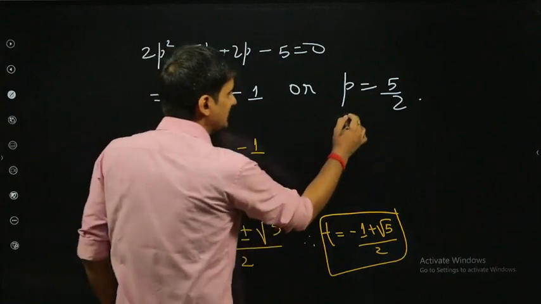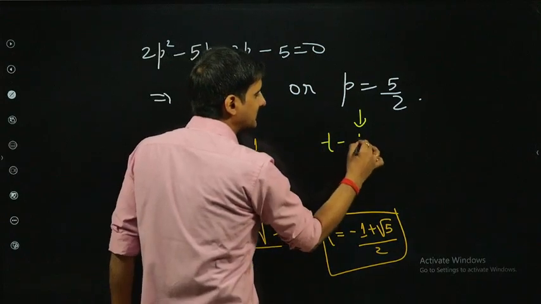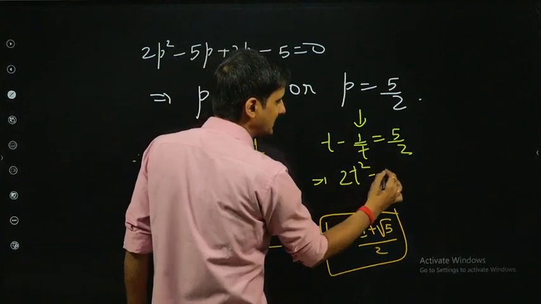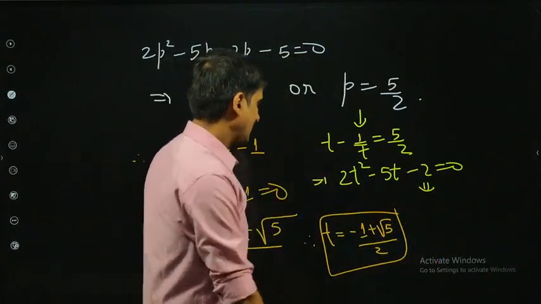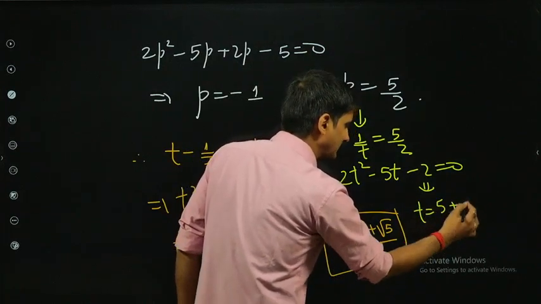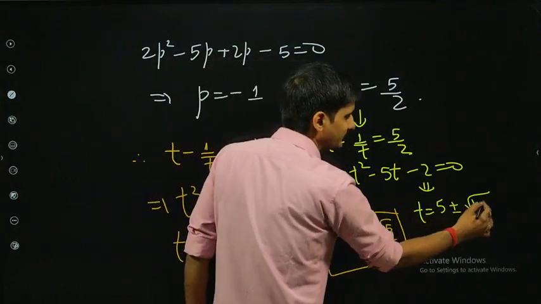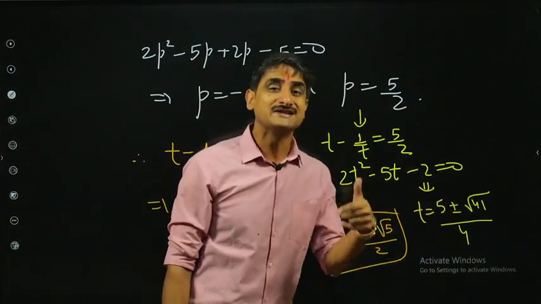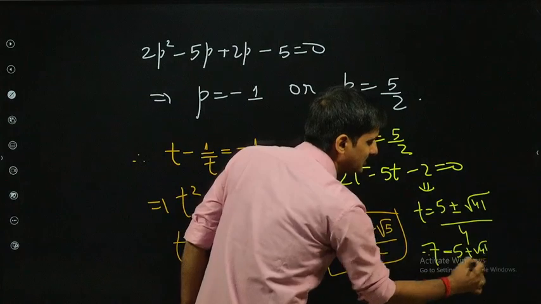Now similarly, if I replace p by 5 by 2, we'll get t minus 1 by t is equal to 5 by 2. Convert it to a quadratic: 2t square minus 5t minus 2 equal to 0. So again, we'll apply Sridhar formula here. So t is equal to 5 plus minus under root of b square, 25, 16, 41, by 4. 5 minus root 41 is negative. So here what we got, t is equal to 5 plus root 41 by 4.